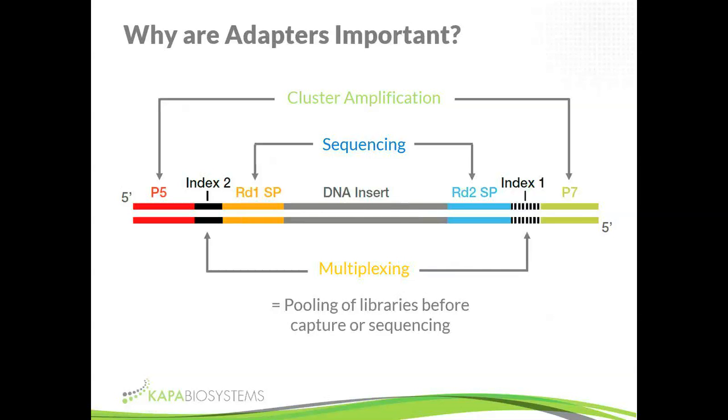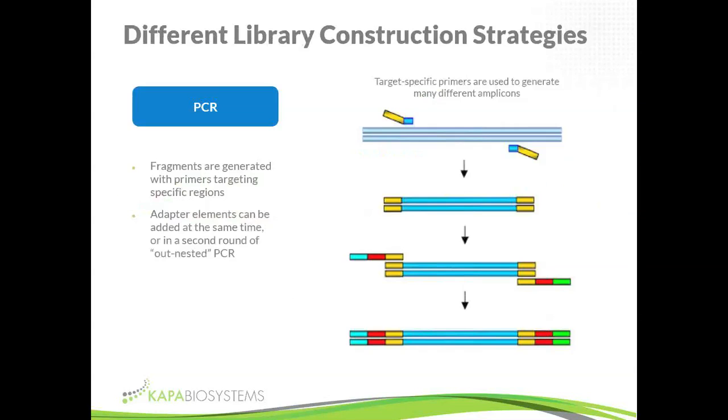Okay, so now we've talked a little bit about fragmentation, and about adapters and the functional elements. I want to switch next to different ways of making libraries. We know we have to create fragments, and we know we have to add adapters. The simplest technique to create libraries is by PCR. You all know that we can use the PCR technique to amplify or isolate specific fragments of DNA, and we can use specific primers to target only those regions of the genome that we want to sequence.